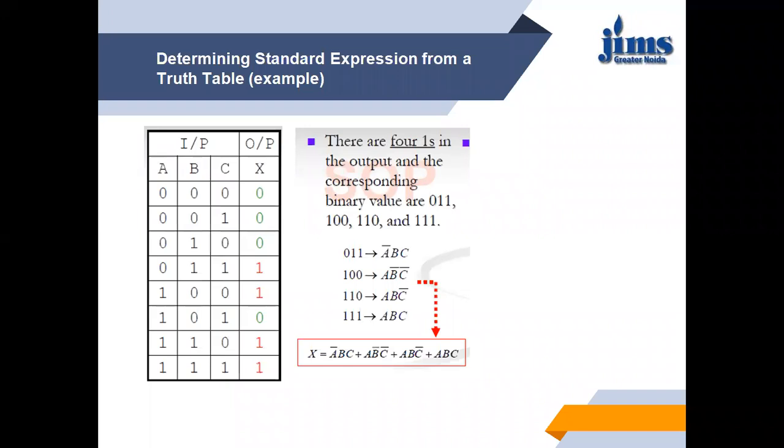So there are 4 ones in the output and the corresponding binary values of the 1s are 0, 1, 1, 1, 0, 0, 1, 1, 0 and 1, 1, 1. So 0, 1, 1 is nothing but A bar B C. 1, 0, 0 is A B bar C bar. 1, 1, 0 is A B C bar and 1, 1, 1 is A B C. So we combine all these product terms into the sum and we get SOP as X equals A bar B C plus A B bar C bar plus A B C bar plus A B C.